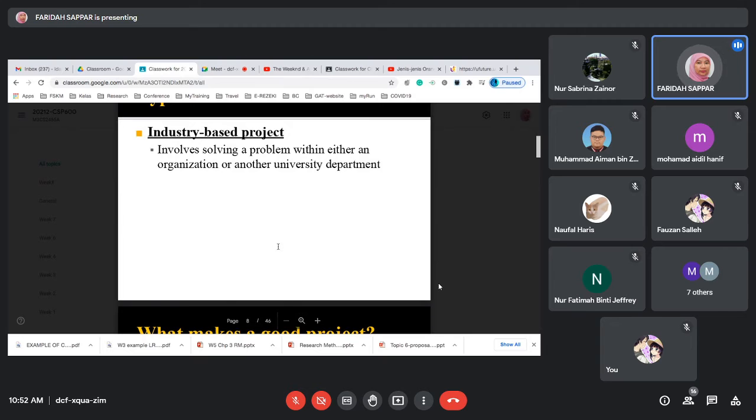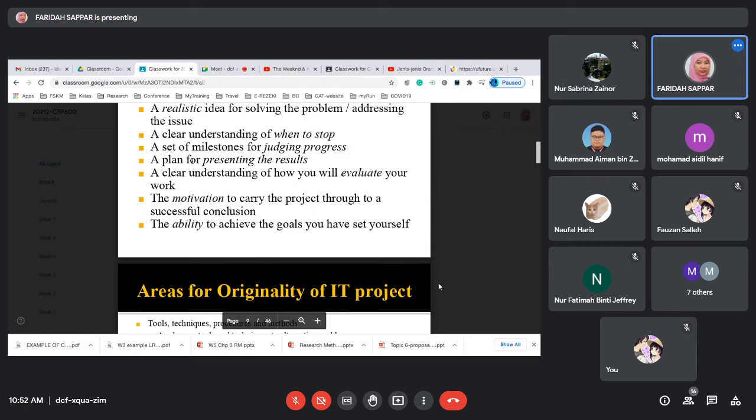Industry, basically, like I said earlier, we do a case study or a joint venture with industry to solve certain types of problems. Here it says it involves solving a problem either by the organisation or by another university.